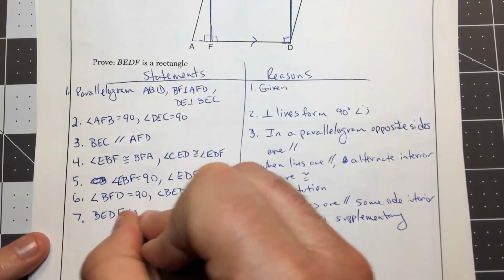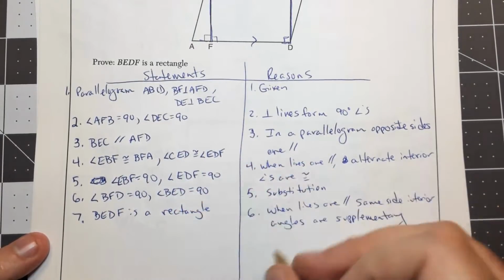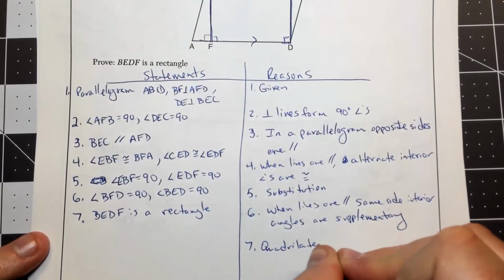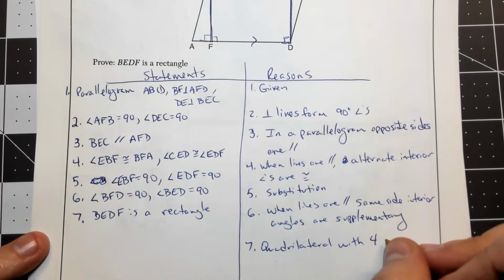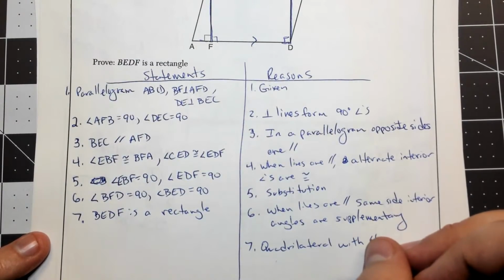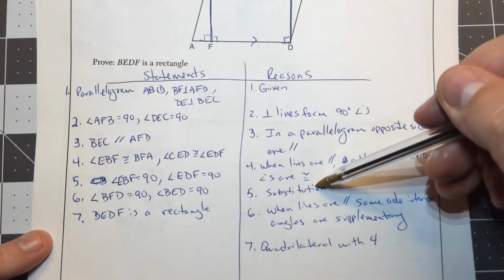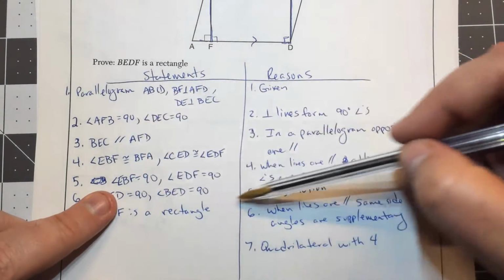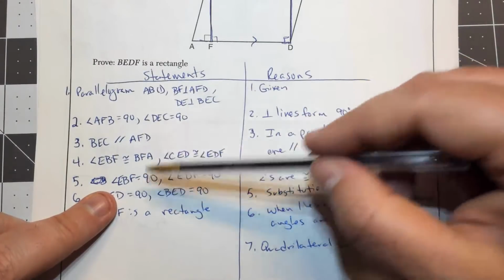BEDF is a rectangle and a quadrilateral with 4 90-degree angles. No, because all 4 of the angles are equal to 90, so you don't have to do step 5. No, we don't. We're basically just substituting step 5 in there. I just want to be clear that it's equal to 90, that this is also equal to 90.